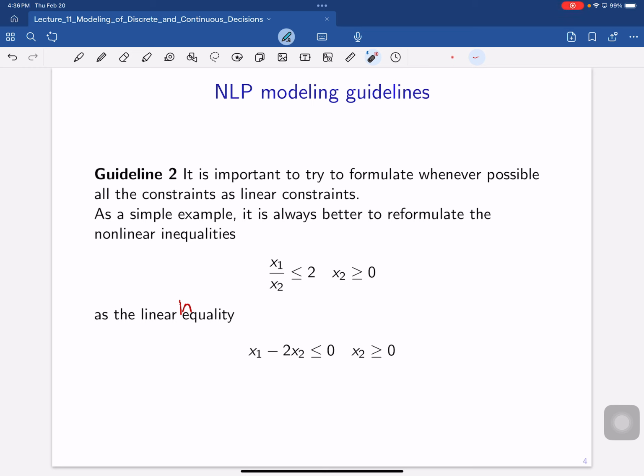Okay. Can it cause any issues or not? I mean, in the reformulation, in the second case we have a solution, what is it, like all negative x1 and x2 equals to 0. Right. That's a good point. If you think about, let's say, x2 approaches the limit, if x2 approaches the limit 0 here, this ratio has to be less than or equal to 2.